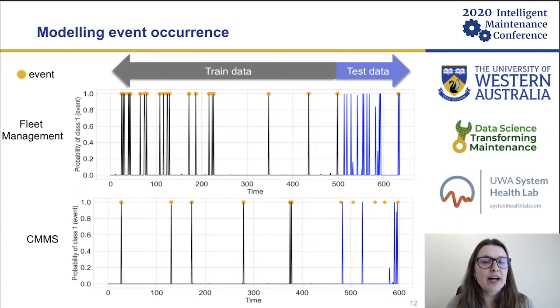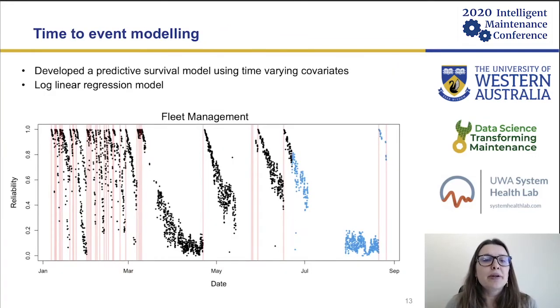Three events were not predicted using CMMS as the response variable, and several events were predicted but did not occur in the fleet management data. We had similar poor performance behavior for other models. We suggest that the inconsistency and maybe invalid entries by the operators for the response variables are a major factor here. There is no ground truth as the failure hasn't happened yet. Now we are exploring some more sophisticated statistical models.